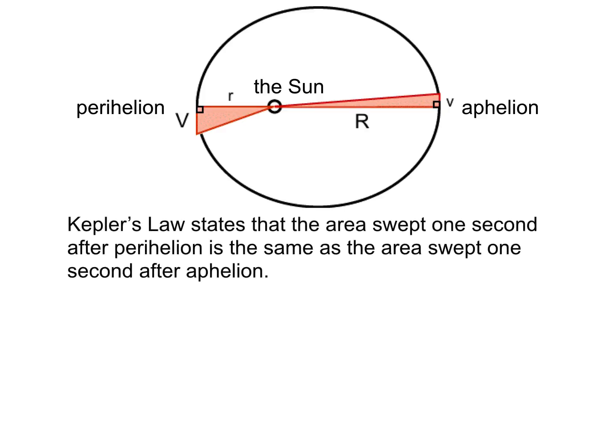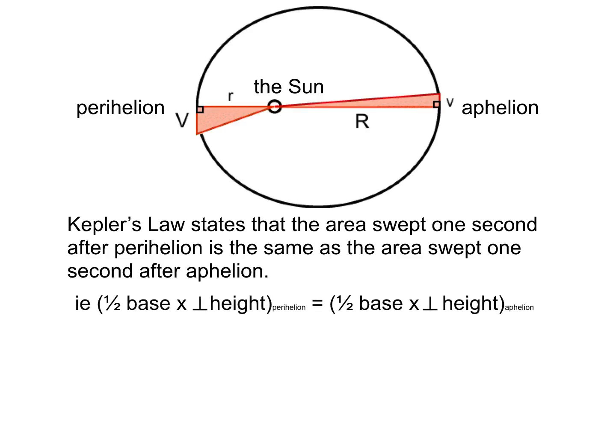Now, Kepler's law states that area swept in 1 second after perihelion would be the same as the area swept 1 second after aphelion. So let's just check that mathematically. We know the area of a triangle is half base times its perpendicular height. So if we substitute in the base as being the velocity and the perpendicular height as being the radius, we get half big V times little r equals half little v times big R. Cancel out the halves and we get big V times little r equals little v times big R, and we can get a ratio there that the ratio of the velocities is the same as the inverse ratio of the distances.